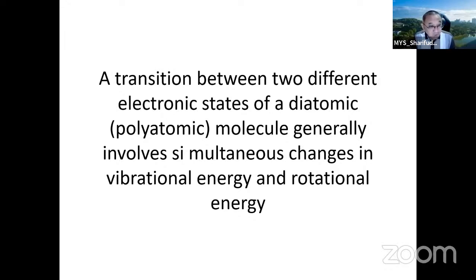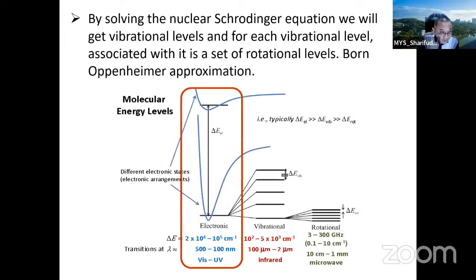Okay, so the transition between two different electronic states generally involves simultaneous changes in vibrational energy and rotational energy, and the change is basically seen as a vertical transition. Okay, so in order to understand the Franck-Condon principle, we have to look at what's known as the Born-Oppenheimer approximation.